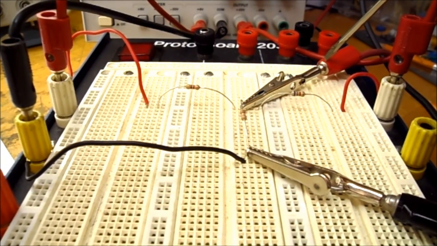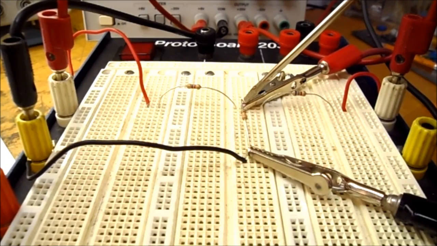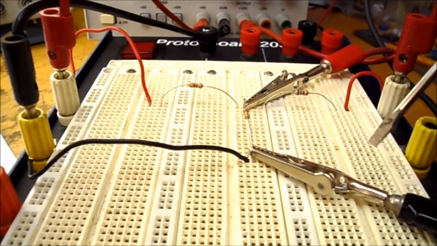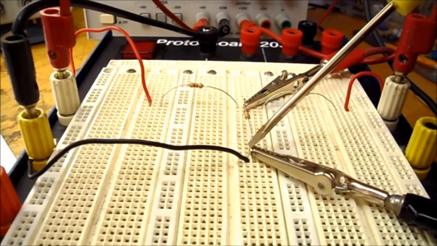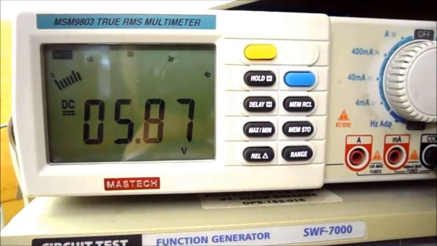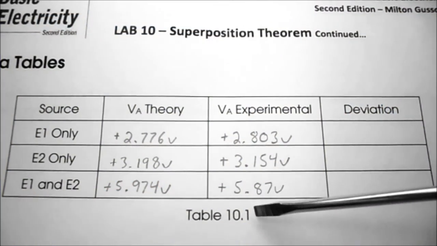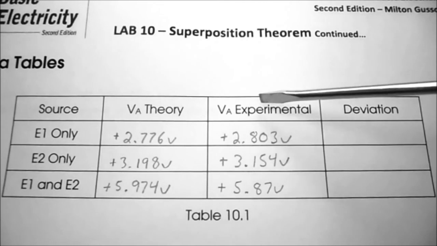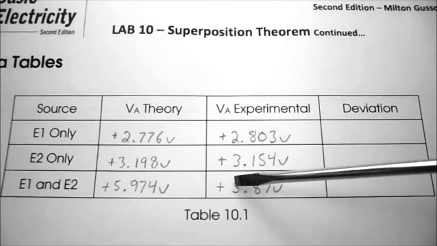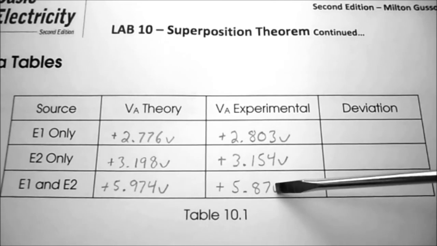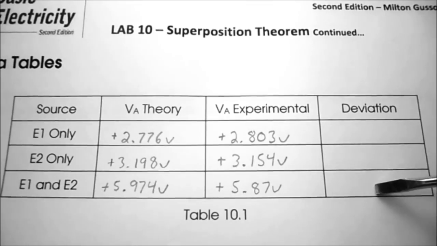The red lead from my voltmeter is still on the top of my 10k ohm resistor, which is R3. The black lead from the voltmeter is still on the bottom of the 10k ohm resistor. The voltmeter is reading 5.87 volts. So in table 10.1, under VA experimental, for E1 and E2, I've recorded plus 5.87 volts. I'm going to leave you to calculate the percent deviation.